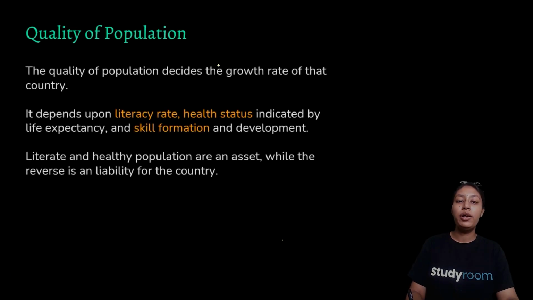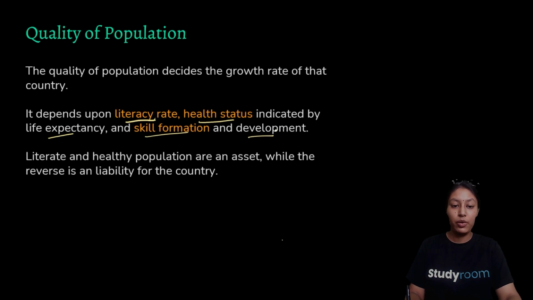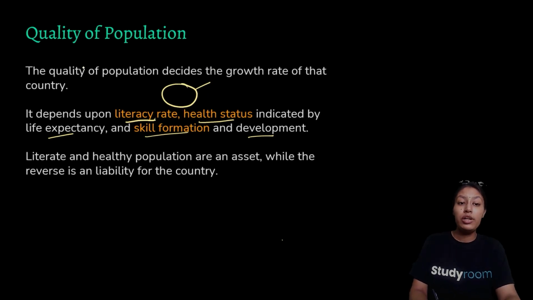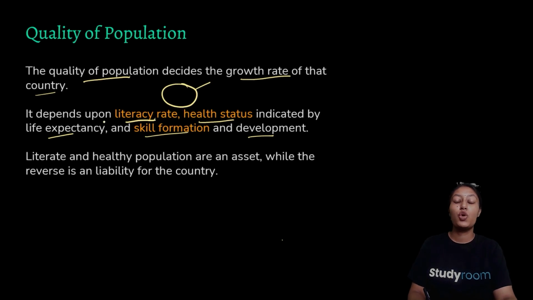First, what is quality of population? Quality of population depends upon literacy rate, health status, indicated by life expectancy, and skill formation and development. So our population should be literate, should have a better healthcare status and skill formation. These are the major factors which determine quality of population. Quality of population is very essential because it determines the growth rate of the country.